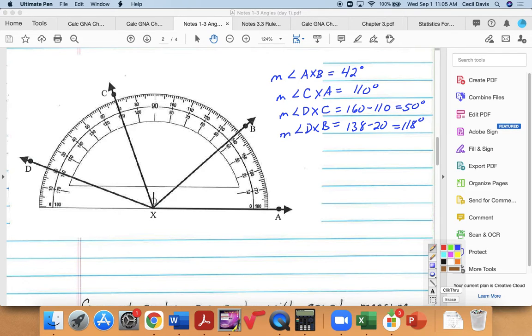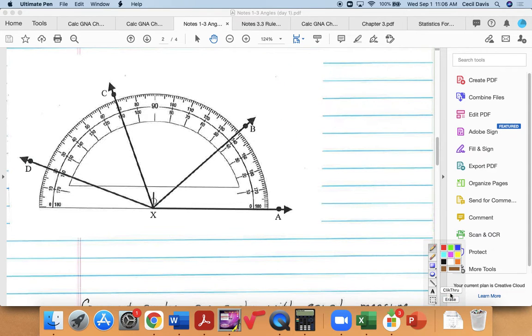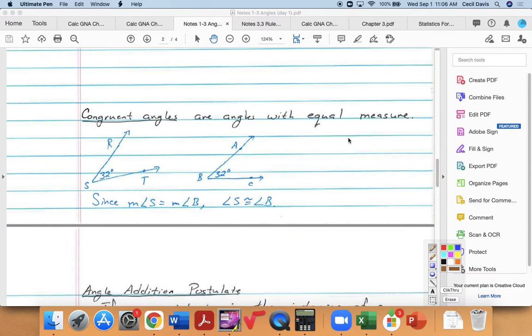What type of angle is that? Obtuse angle. Okay? So if neither of them goes through 0, pick one of the scales, but use it for both. Don't use the inside for one and the outside for the other. That's not going to work so well. All right, let's move on.